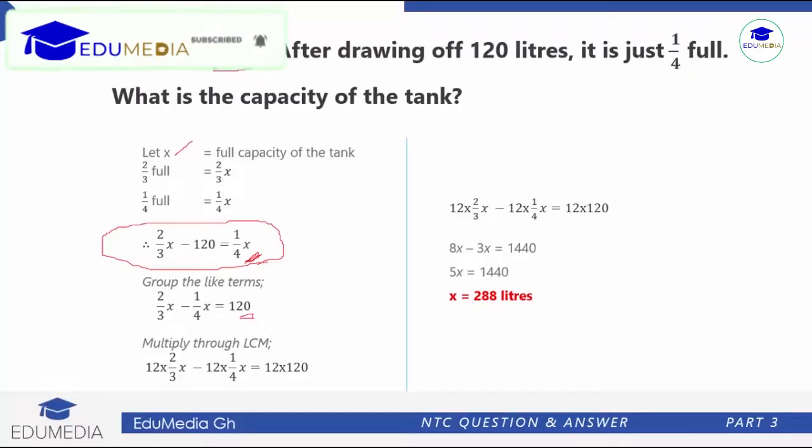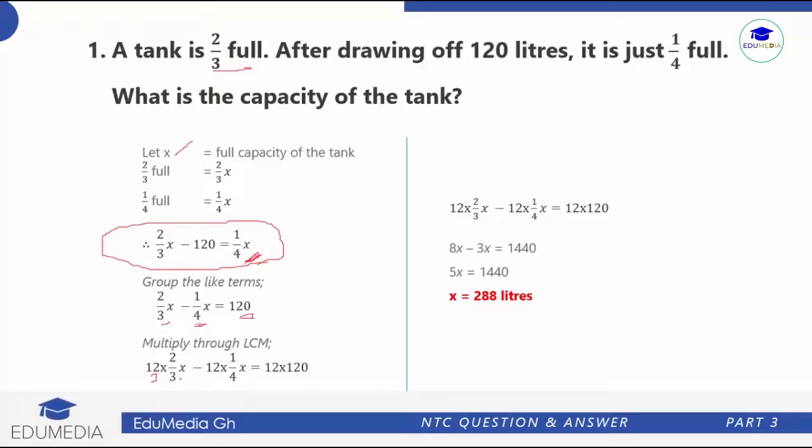The next thing we do is to multiply through by the LCM. The least common multiple of 3 and 4 is 12. So multiplying through by the LCM, 12, we have 12 times 2/3 x minus 12 times 1/4 x equals 12 times 120.